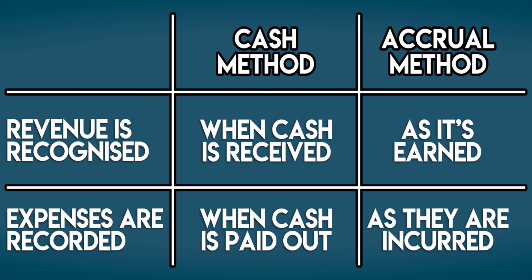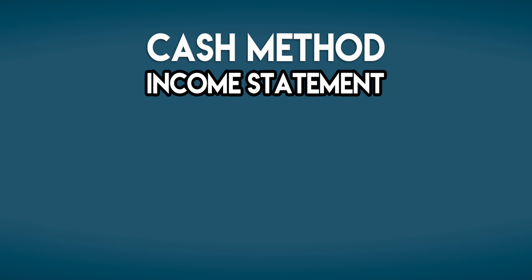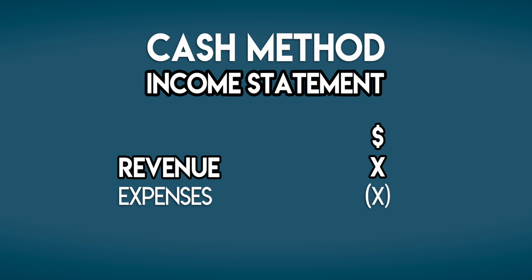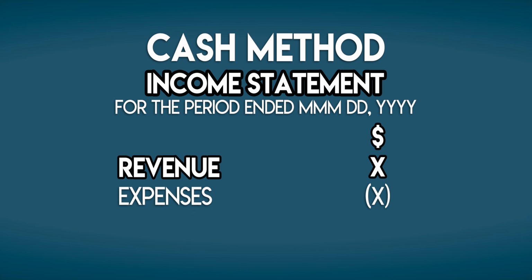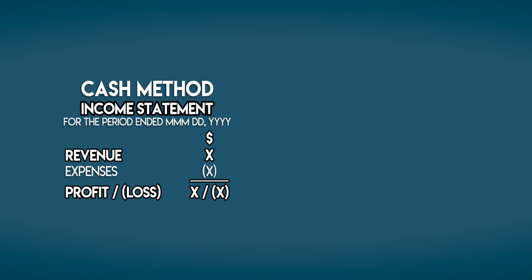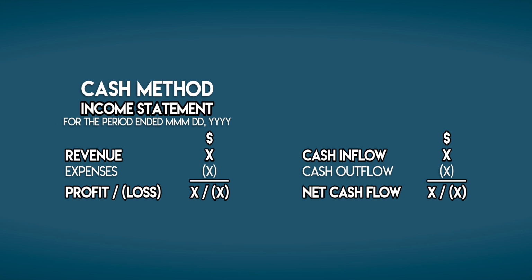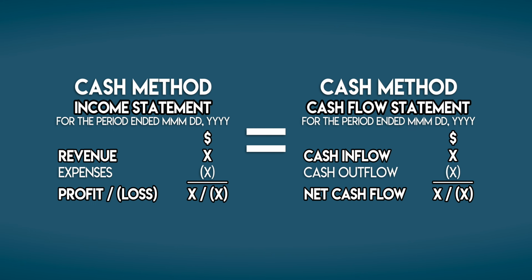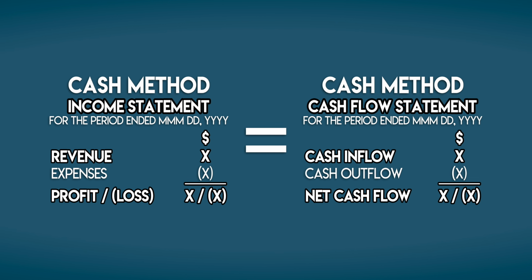If you're cash accounting, then technically you only have one financial statement, the income statement. It summarizes your revenues and expenses over a period of time, leaving you with a profit or a loss. But with the cash method, we said that you recognize revenue when cash is received and you record expenses when cash is paid out. That leaves you with a net cash inflow or an outflow. So the income statement prepared under the cash method is equivalent to a cash flow statement. Keep that in mind, we'll come back to it later.